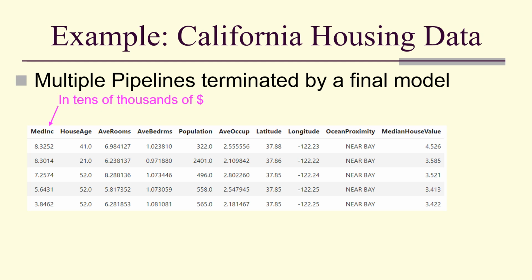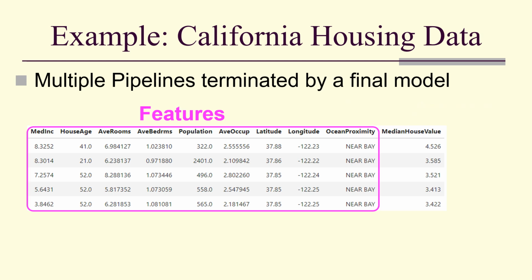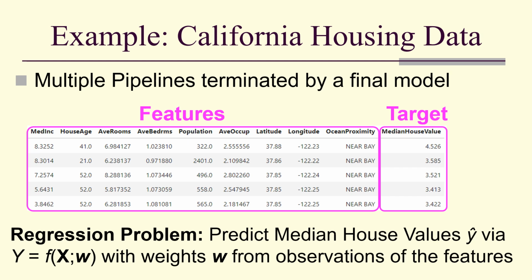The median income is in tens of thousands of dollars, house age is in years, average rooms, bedrooms, population, occupancy. Those are as you see there, and latitude and longitude, of course, are in degrees. Ocean proximity, and then the median house values are in hundreds of thousands of dollars. So we have our features, including one categorical, to predict our target. So this is a regression problem.